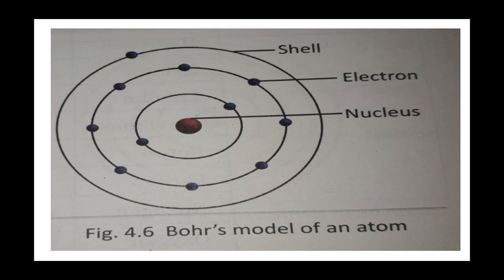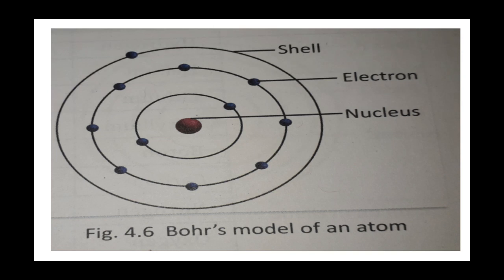Today I am going to explain Bohr's model of the atom. This is from the chapter Atomic Structure and Chemical Bonding. I want to tell you that Bohr made further development in the Rutherford model of an atom to overcome its shortcomings. The features of Bohr's model of an atom are as follows.